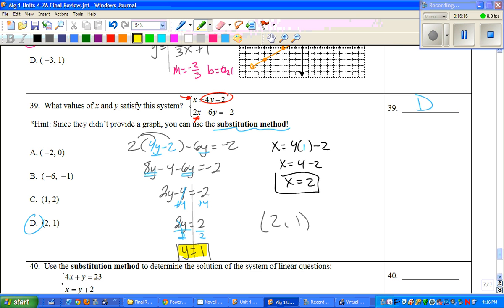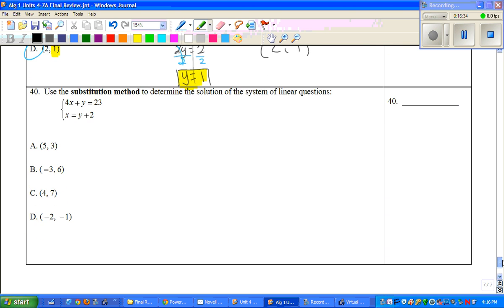Now, if you look right away, y is 1. Did we know our answer right away? Well, that's not 1. That's not 1. And that's not 1. So always make sure to see if you can eliminate answers before you start.